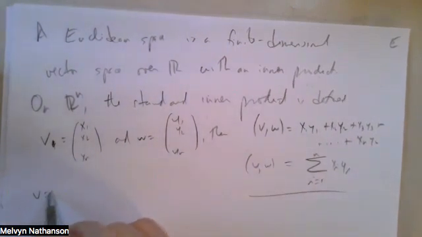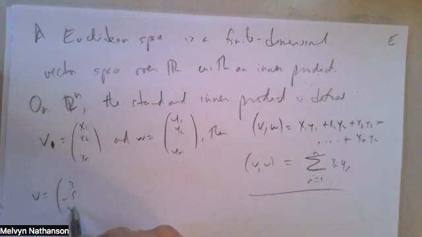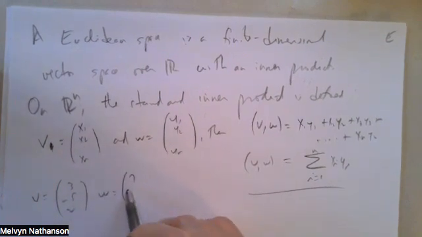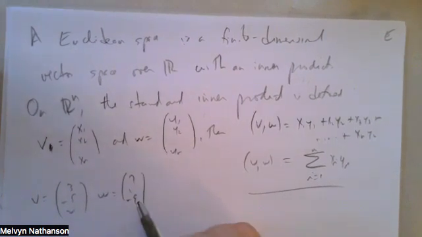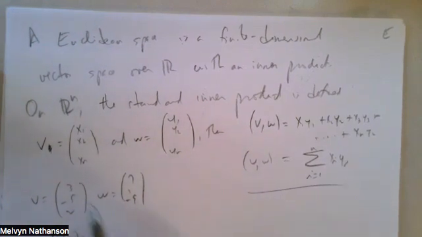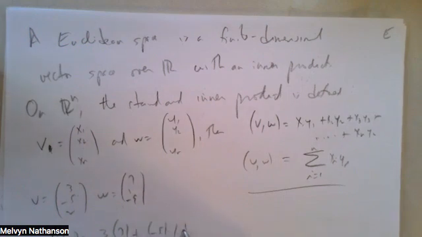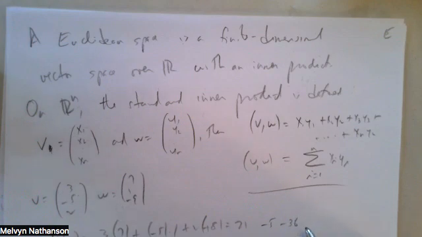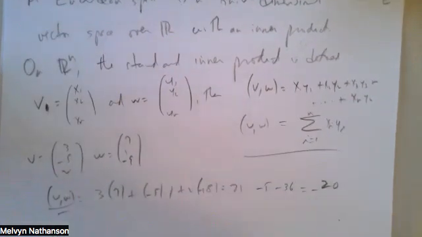So if V is (3, minus 5, 2), and W is (7, 1, minus 9), then the inner product of V and W is 3 times 7 plus minus 5 times 1 plus 2 times minus 9. That's 21 minus 5 minus 18, which is minus 2. That's the inner product of those two vectors.